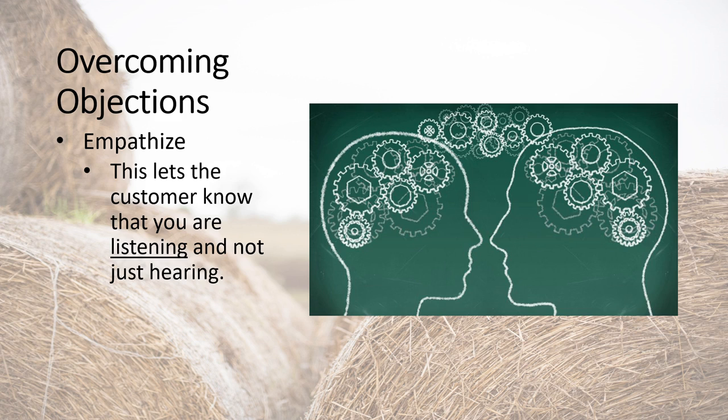Empathize. This lets the customer know that you are listening and that their objection is important. For example, your neighbor in Ontario County felt the very same way, but he worked through our process and was able to change policy in his favor.